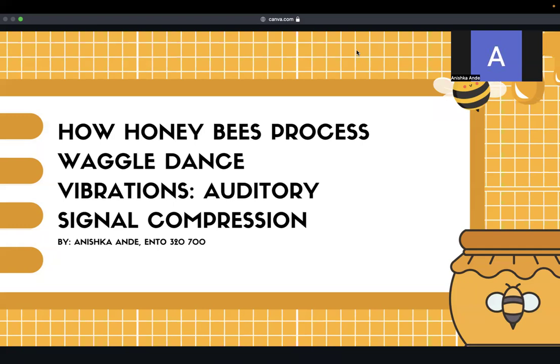Hi, this is how honeybees process waggle dance vibrations using auditory signal compression by Anishka Andy.